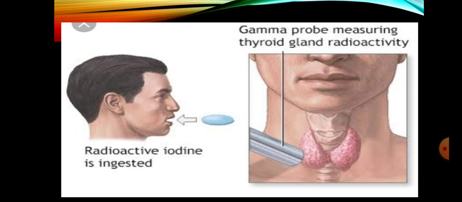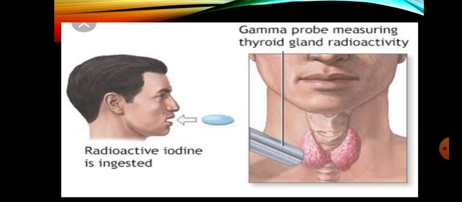So when iodine 131 is injected, gamma probes are used for measuring the thyroid gland radioactivity. We can say that it is an isotope of iodine that emits radiations like gamma radiations. When iodine 131 is injected or swallowed, it is absorbed into the bloodstream and concentrated by the thyroid gland, where it begins to destroy the gland cells.